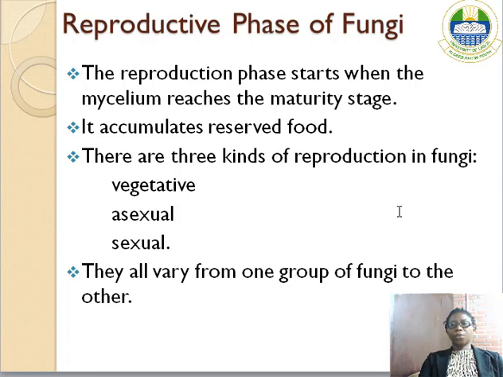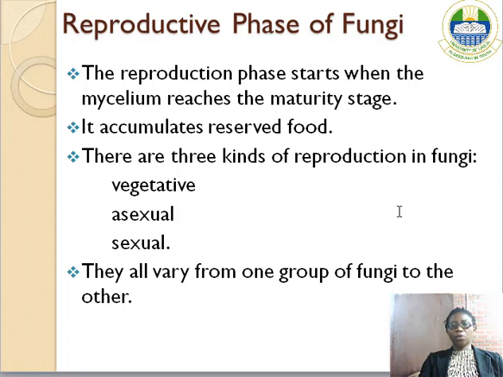Reproductive phase of the fungi. The reproductive phase of the fungi can be in three different forms. It can be vegetative, it can be asexual, it can be sexual. When it is vegetative, such a fungus is capable of self-reproduction. That means it can break into fragments, it can bud, and it may also divide by fission to reproduce itself.